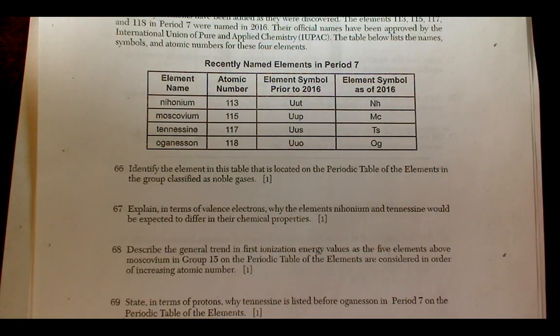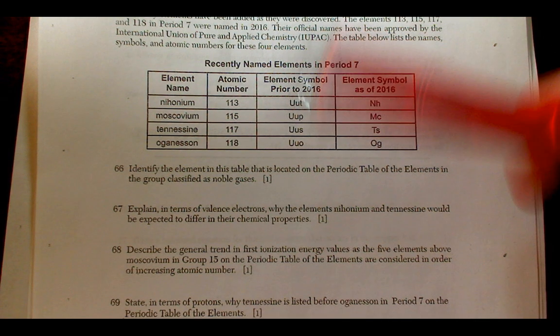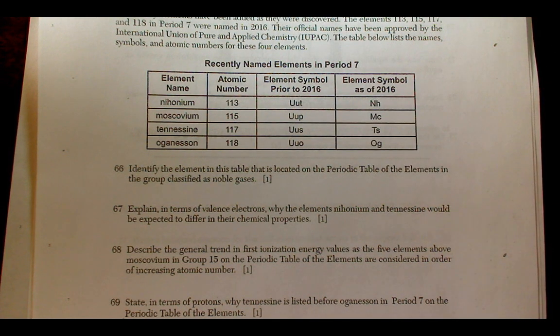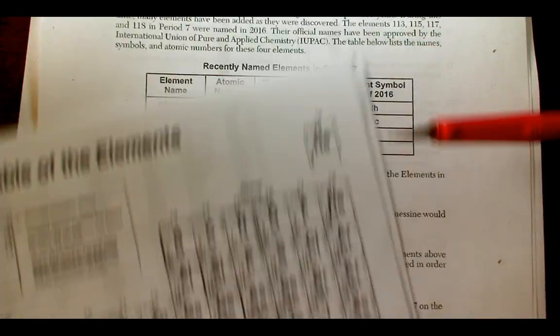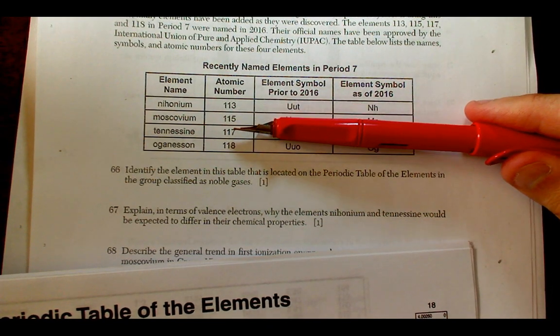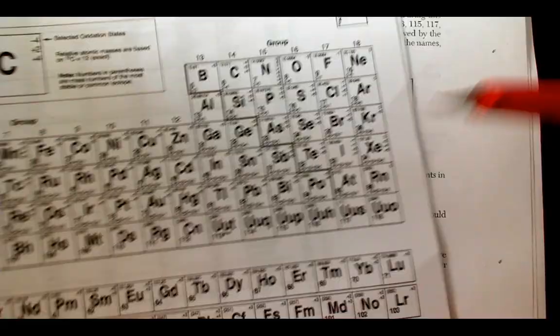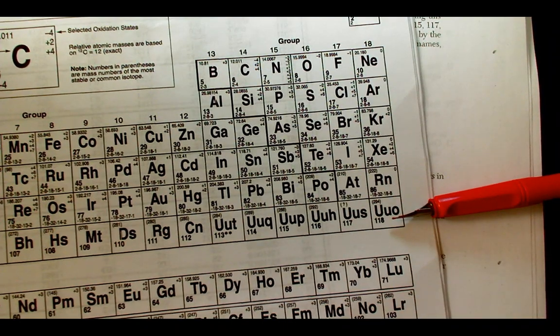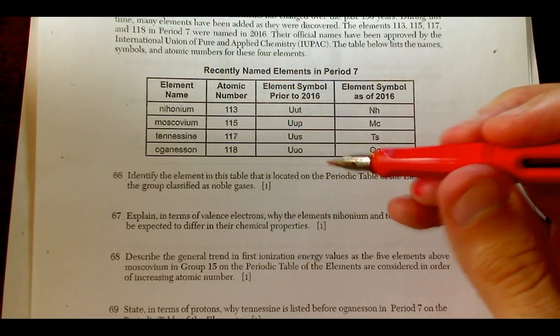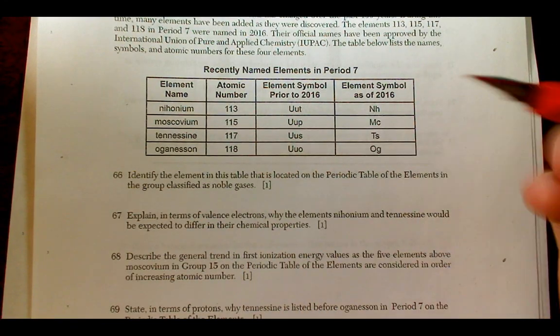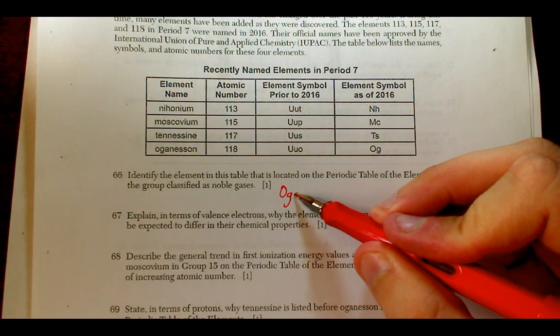All right, so number 66 says, identify the element in this table that's located on the periodic table in the group classified as noble gases. So which of these 4 elements is a noble gas? Well, we know noble gases are the last column in line. So let's see which of these 4 elements is actually there. You got 113, 115, 117, 118. 118 is the one that's a noble gas. Done. It says identify the element, so I'm going to write the actual name, oganesson.